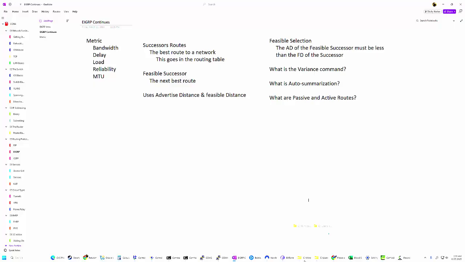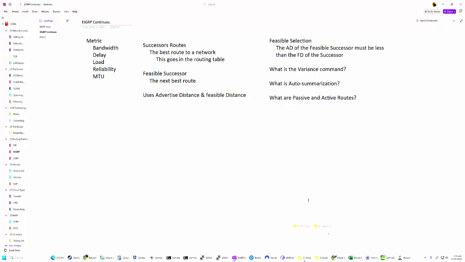I don't know why I put uses administrative distance and feasible distance, because we just said that. Not sure why I wrote that, but nonetheless, we're moving on. Now, here is the interesting thing.